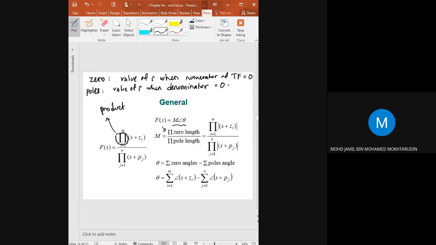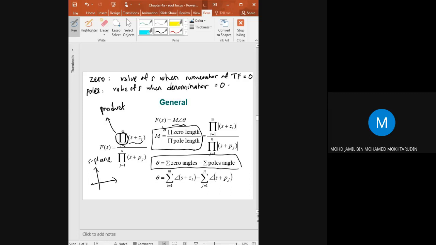So basically for each of the products here, you need to determine the location in the S plane, and also determine the magnitude and the angle for each of the s plus z. And to determine M, you need the product of the lengths of zeros divided by the product of the lengths of poles. And for the angle, it equals the sum of the angles of all zeros minus the angles of all poles. Okay, so these two formulas are important. You need to remember. We will look more at the application of this in subsequent lectures.